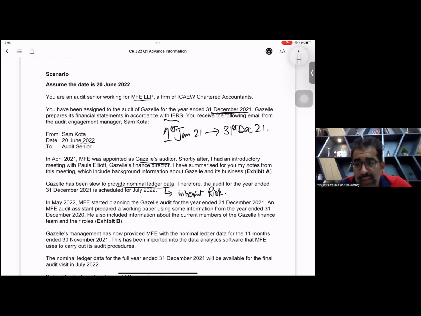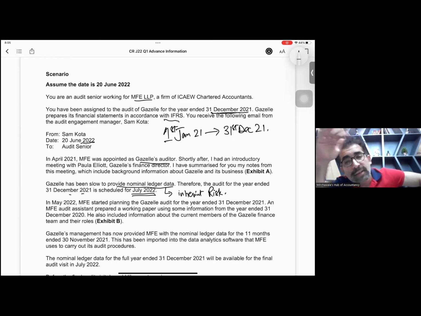Okay, they can give you something related to this in the examination room. Therefore, the audit for the year ended 31st December 21 is scheduled for July 2022. Now that means we are doing the audit after 6 months. But this is good news as well. Just think, your accounting period is ending on 31st December 21. The year for which you have to do the audit is ending on 31st December 2021, but you are doing the audit in July 2022 for that year.